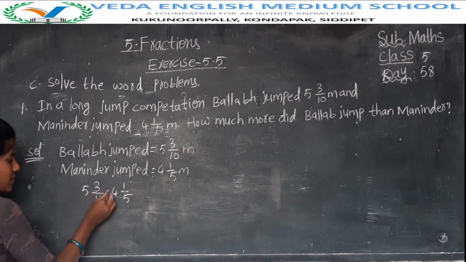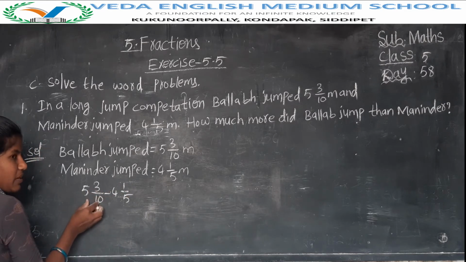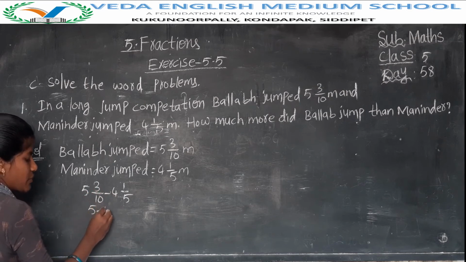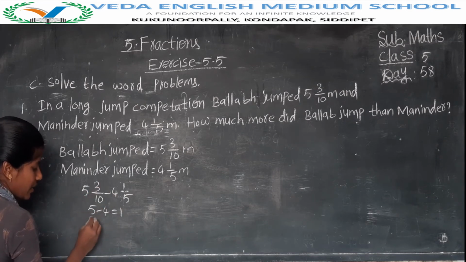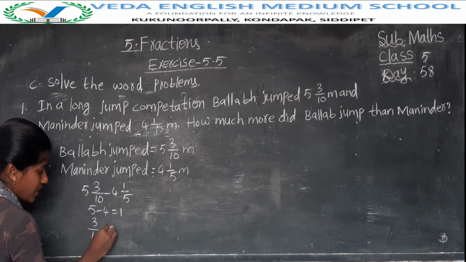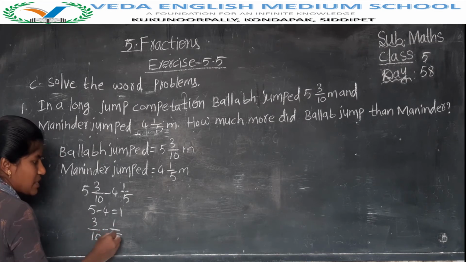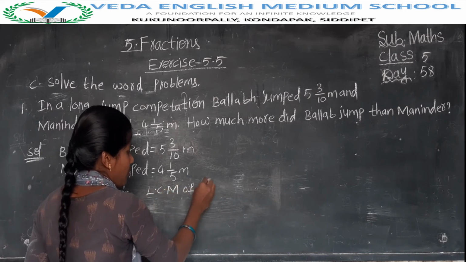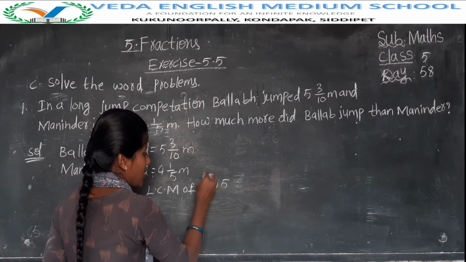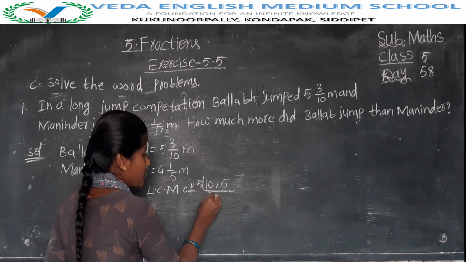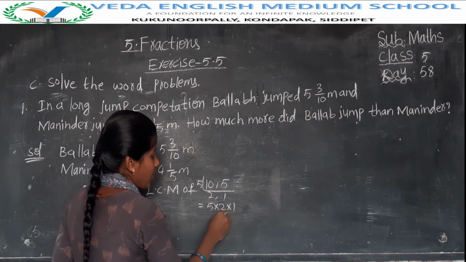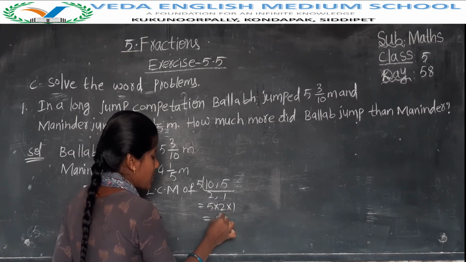Then first, in subtraction of mixed fractions, subtract the whole numbers. So 5 minus 4 gives 1. Then 3 by 10 minus 1 by 5. LCM of 10, 5. The LCM of 10 and 5 is 10, from the 5 table. That is 5 twos are 10, 5 ones are 5; 5 into 2 into 1.